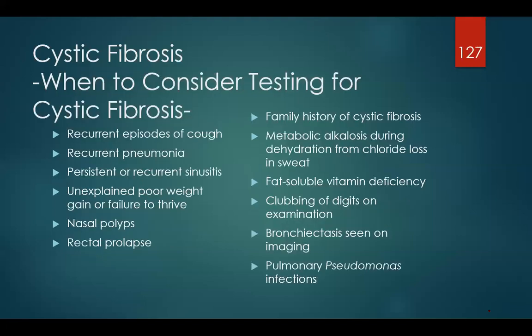This could result in metabolic acidosis due to dehydration from chloride loss in the sweat. They're not going to be able to absorb fat-soluble vitamins, so they'll have a deficiency in their fat-soluble vitamins. There may be clubbing of the digits, and they're going to have recurrent pulmonary infections with pneumonia, with Pseudomonas pneumonia. They are also more prone to chronic cough, recurrent pneumonia, recurrent sinusitis, unexplained poor weight gain, unexplained failure to thrive, nasal polyps, and rectal prolapse.